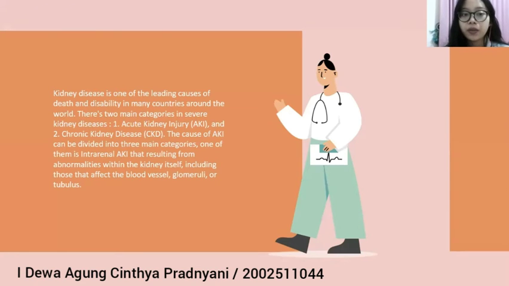Kidney disease is one of the leading causes of death and disability in many countries around the world. There are two main categories of kidney disease. First is acute kidney injury or AKI, and second is chronic kidney disease or CKD. The causes of AKI can be divided into three main categories. One of them is intrarenal AKI, resulting from abnormalities within the kidney itself, including those that affect the blood vessels, glomeruli, and tubules.